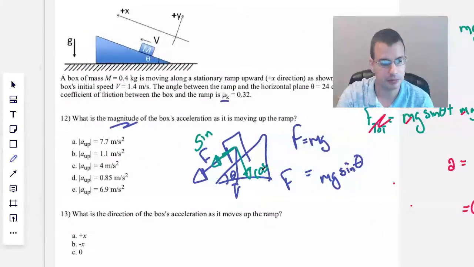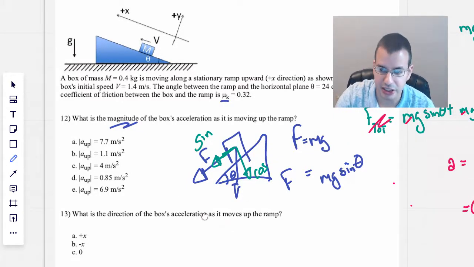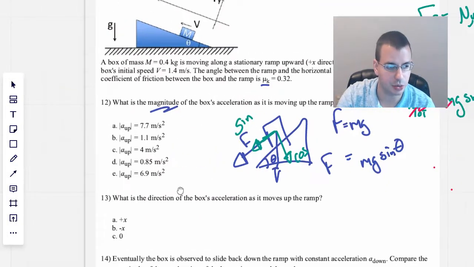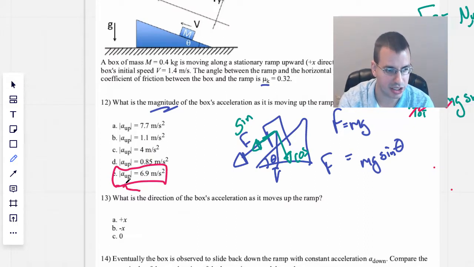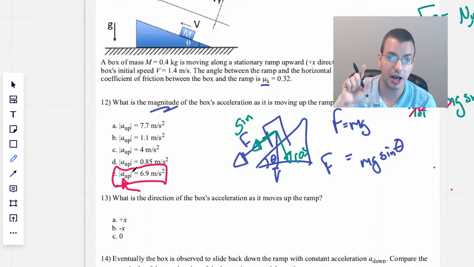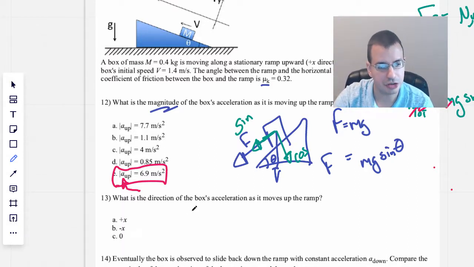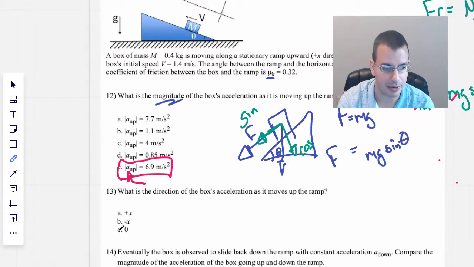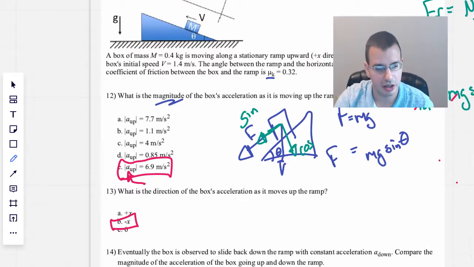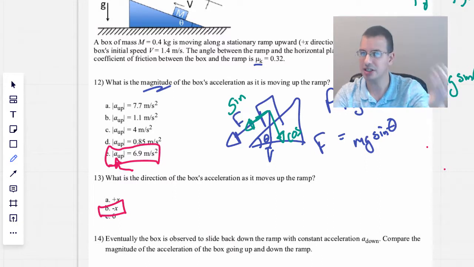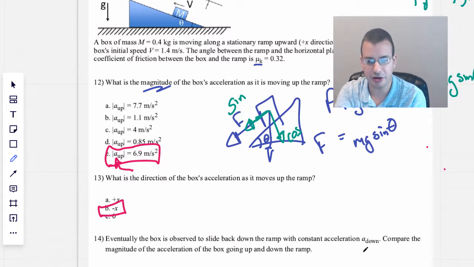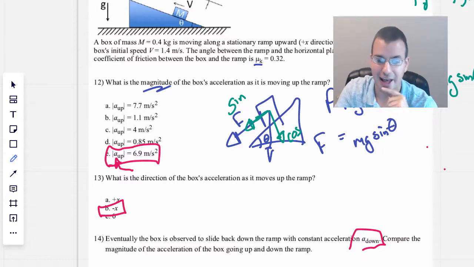What is the magnitude of the box's acceleration? It's moving up the ramp. 6.86, which is about 6.9 meters per second squared. And the acceleration will actually be in the down direction. What is the direction of the box's acceleration as it moves up the ramp? It'll be in the negative x direction. Eventually the box is observed to slide back down the ramp, which makes sense because it was decelerating, with constant acceleration down. Compare the magnitude of the acceleration of the box going up and the acceleration of the box going down the ramp.